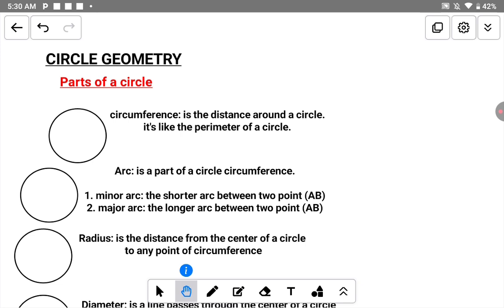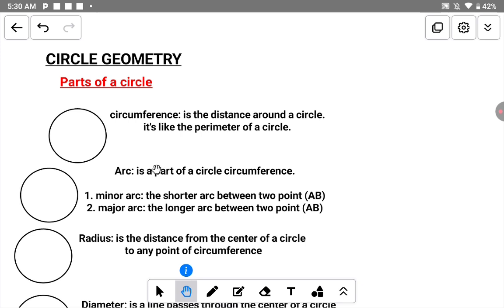By now you should have your pen and your writing material, so you can write this down. In this lesson, lesson one, we're going to dive into the parts of a circle, because I cannot explain circle geometry without letting you know the major parts of a circle. Those parts will help you a lot to solve circle geometry.